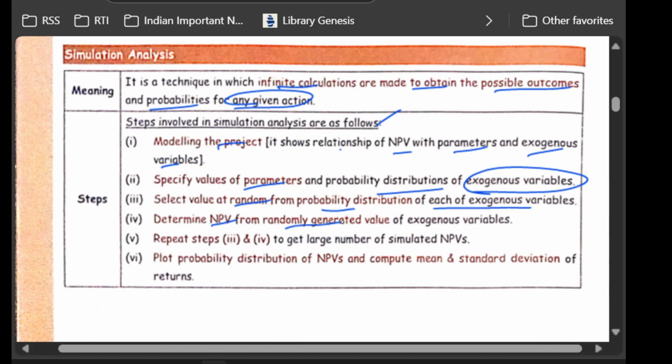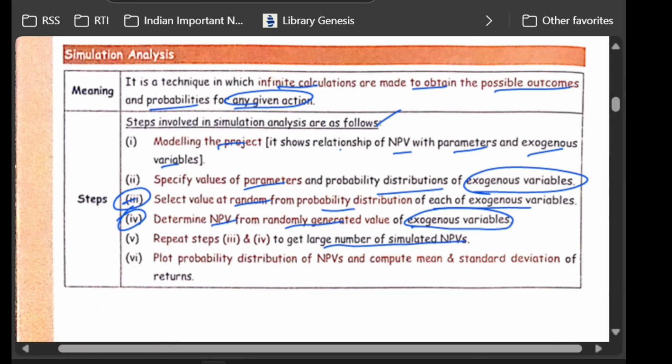Determine NPV from the randomly generated values for the exogenous variables. If the net present value is not able to form, we can't derive it due to the lack of a rate of return. Due to that, we may use a random number. Repeat steps 3 and 4, with random probability and random NPV, to get a large number of simulated NPVs.